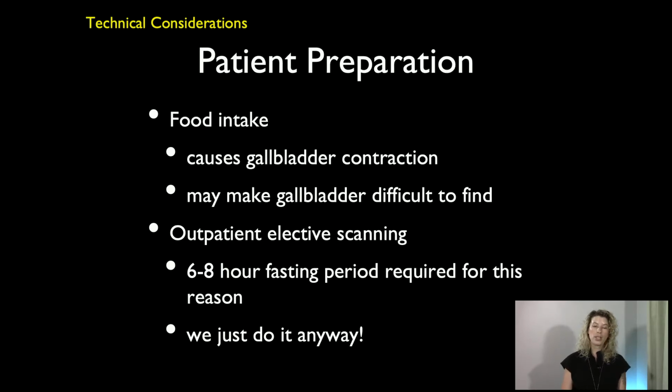So for preparation, anybody that's getting an outpatient, previously scheduled gallbladder ultrasound, they're going to be told to fast for 6 to 8 hours. But we just do it anyway because that's what we do. So if the gallbladder contracts, it can get really small and it can make it hard to find. So it's a good piece of history to get from your patient prior to trying to do a biliary ultrasound. Also, a really good piece of information to get is whether your patient has ever had their gallbladder taken out. Because I've definitely tried looking for a gallbladder that didn't actually exist anymore. So that's a big time waster, maybe more than 10 minutes for that patient.